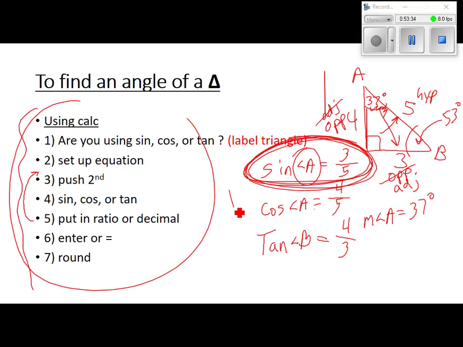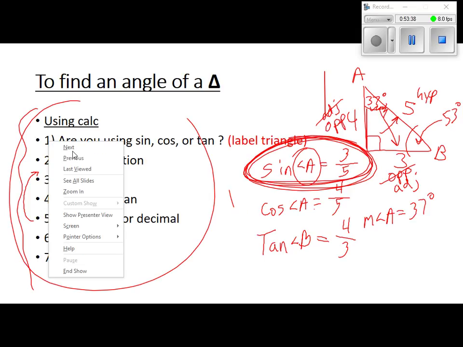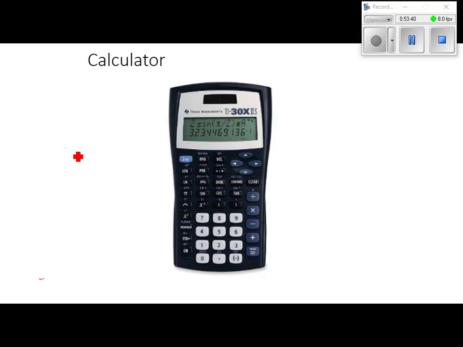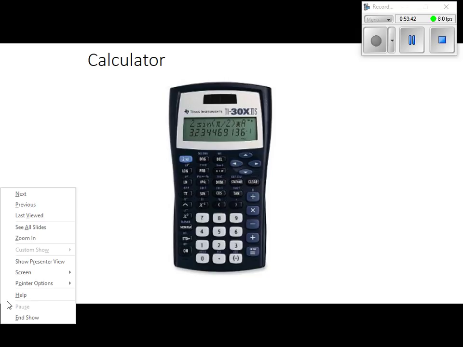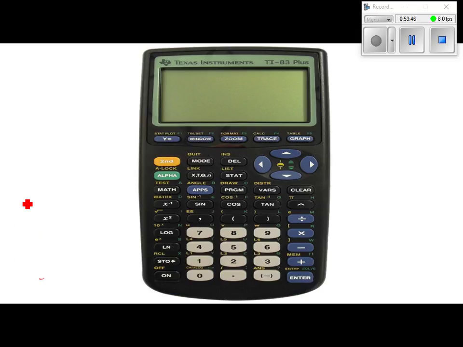Now I say that equation. Does it always got to be the sine? Might be the cosine. Might be the tangent. That's just the calculator. I'm going to use it. That's the other calculator. Just sine, cosine, and tangent buttons.